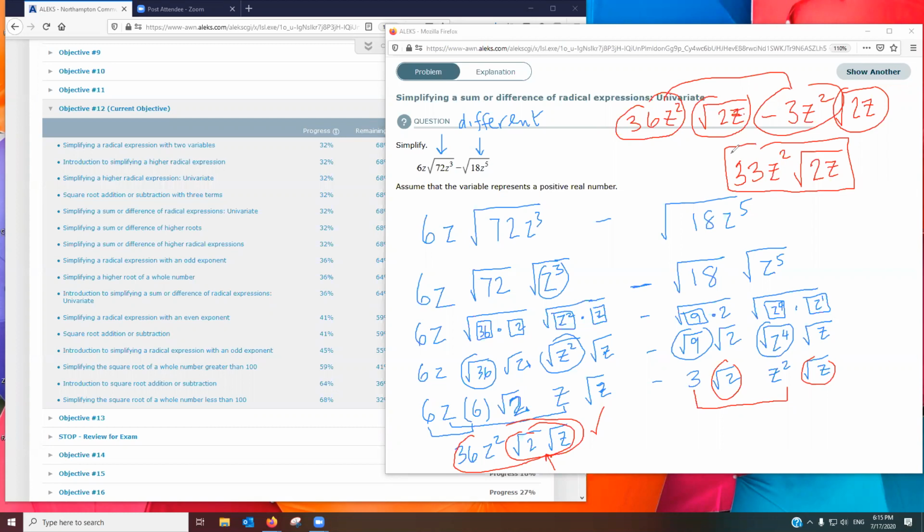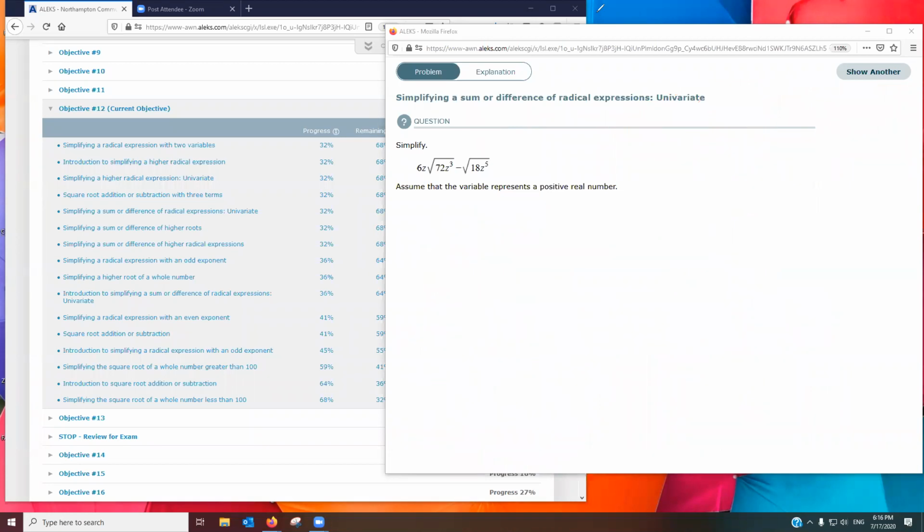All right, so this is a little tricky, but again, we had to try to simplify as much as possible. And once you simplified here, you did end up with the same square root parts, which meant you could do the subtraction on it. All right, let's see.